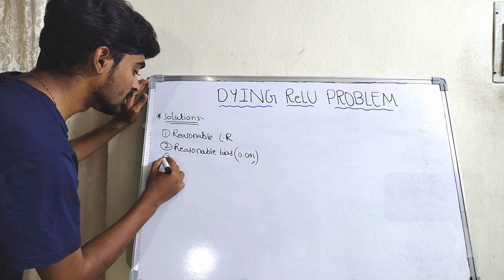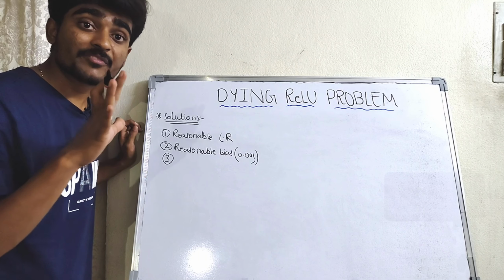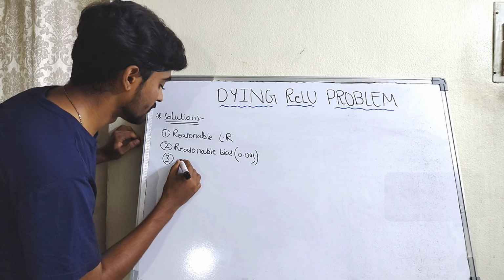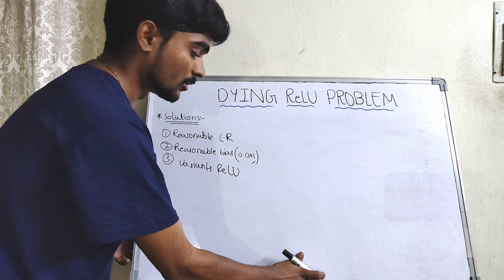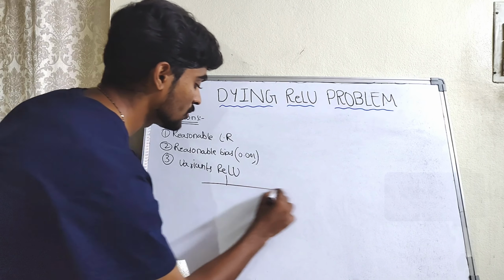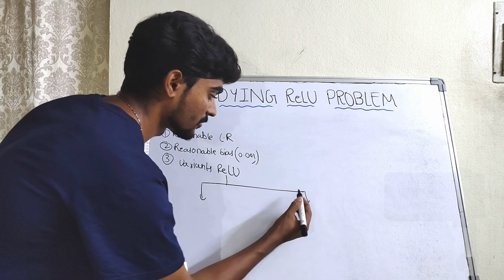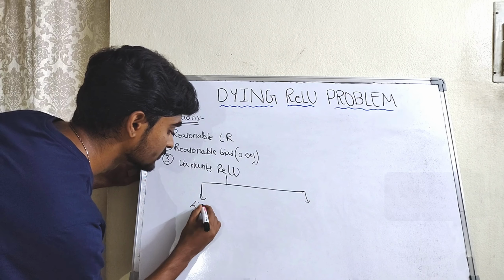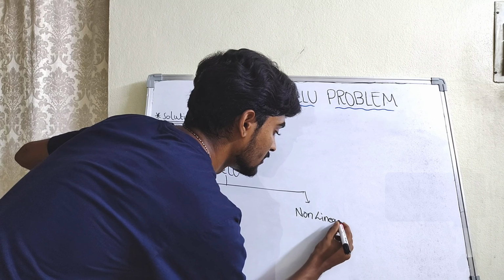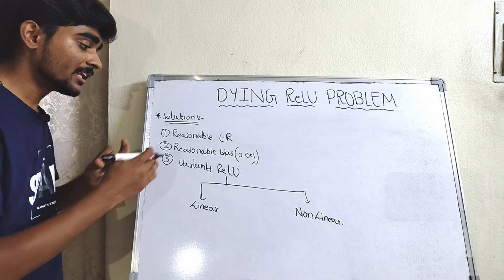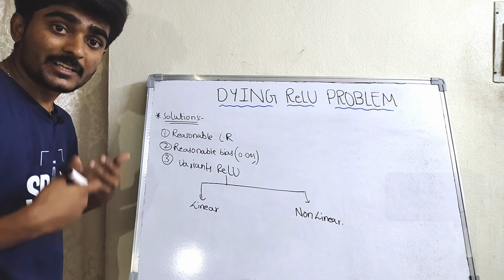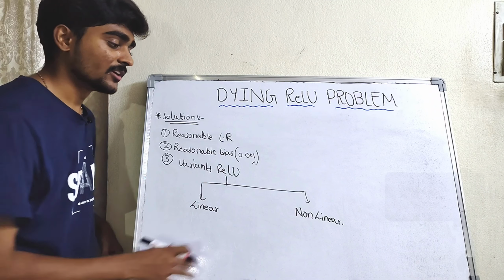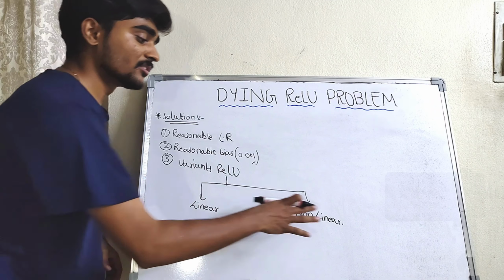The third possible solution is using variants of ReLU. Different variants of ReLU have been introduced to solve this dying ReLU problem. These variants of ReLU are classified into two types: one is linear and the second is non-linear. The linear variants are obtained by applying linear transformations on the ReLU activation function. The non-linear ones are obtained by applying non-linear transformations on the ReLU activation function.